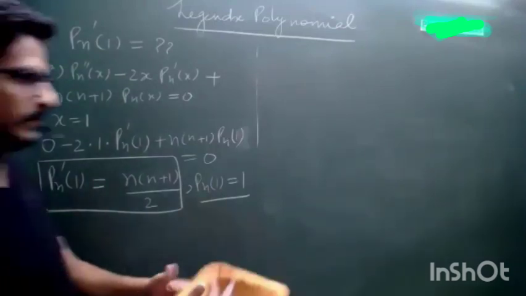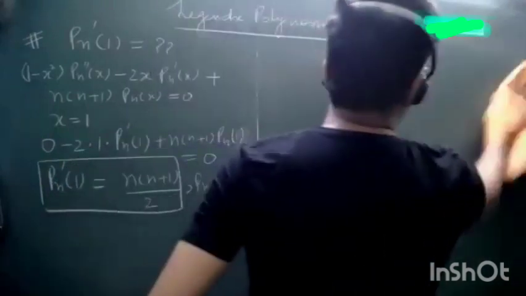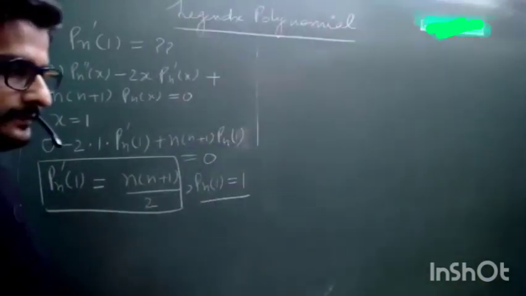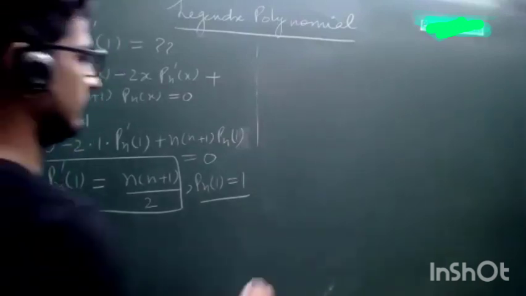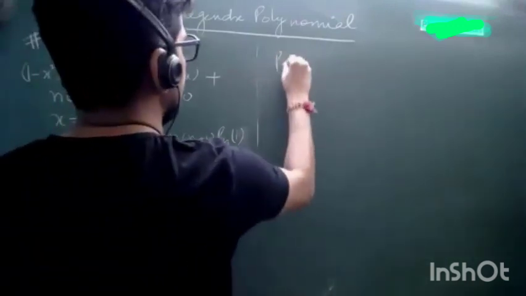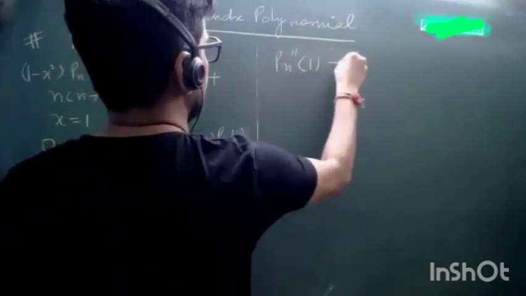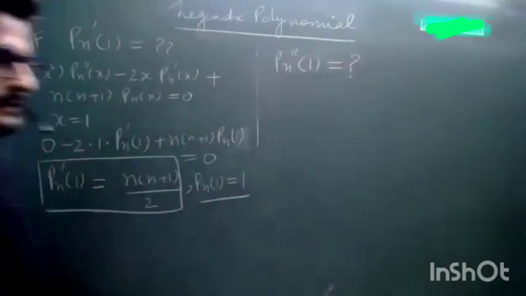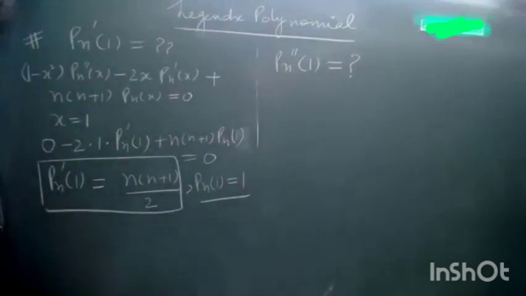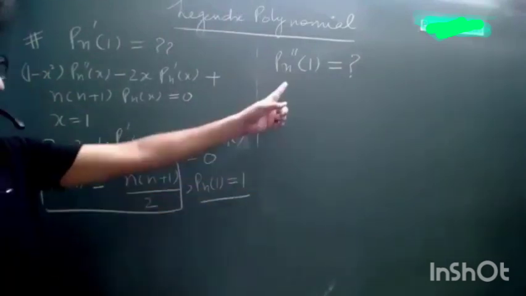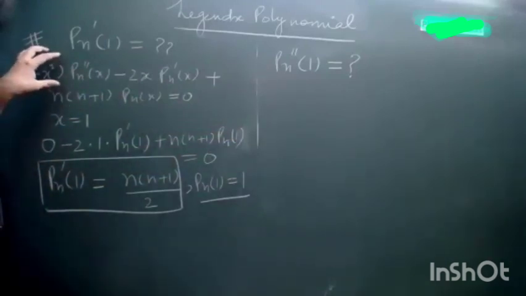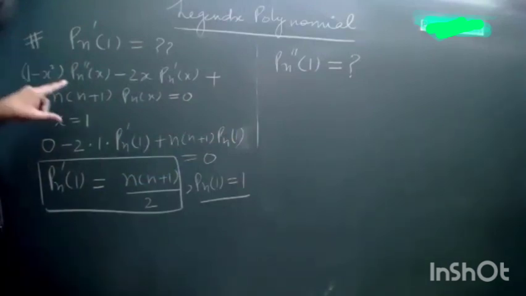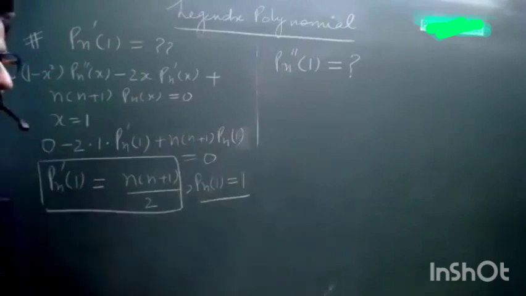Okay, suppose I want to know the value of this. So what will happen? I will write the value Pn double dash 1 is equal to question mark. Now you can see, if you put it in directly, the term just disappears. This term was not there, but I want Pn double dash 1.